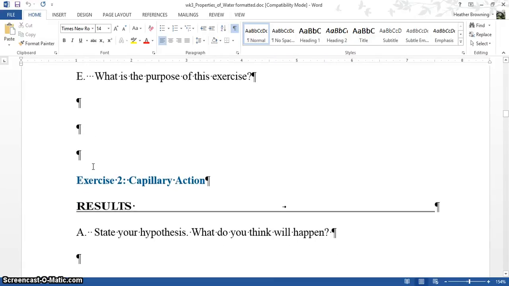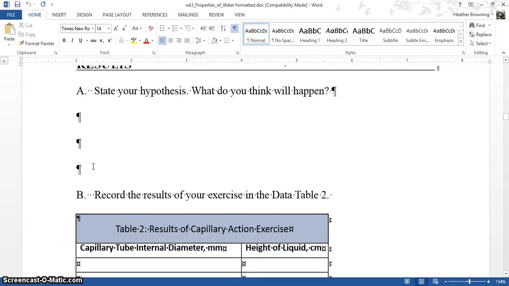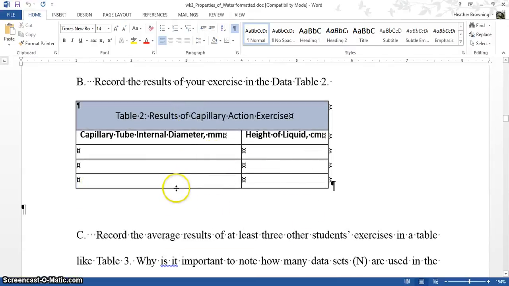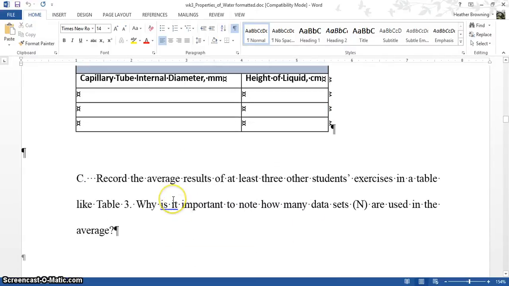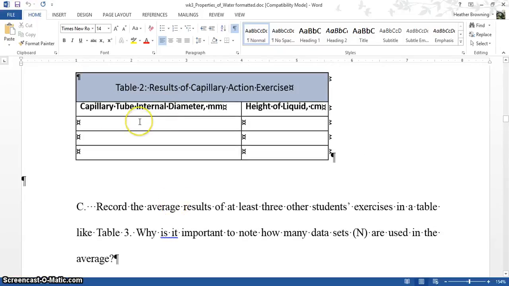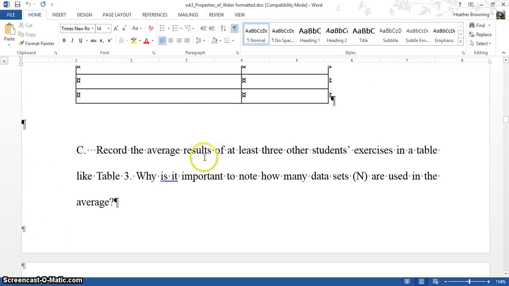Anyways, capillary action, next one. So we have our hypothesis and what do you think will happen? And then we have a table. You say what it is, what the height of it is. Then make sure you measure that internal diameter. It's not from the outside, from the inside to inside. Record the results. This is one you'll probably need to share.